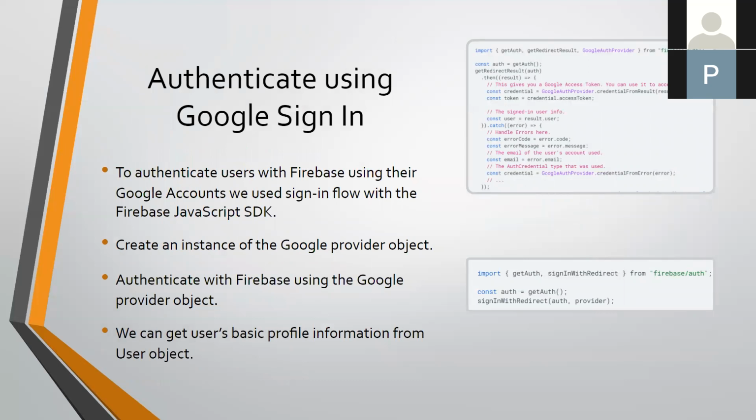Next slide. Authenticating using Google Sign-in. In this, we have to first import GoogleAuthProvider, getRedirectResult, and signInWithRedirect function. So signInWithRedirect function will automatically sign us in to the website using Google. And then using the getRedirectResult function, we can print the user's basic information like name or email ID. It also provides us with the token.